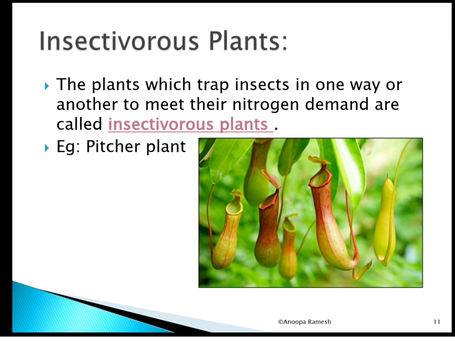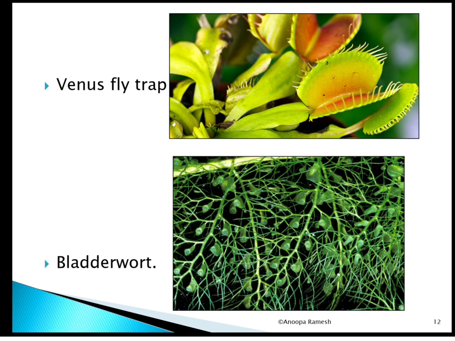One such example is pitcher plant. These are designed to trap insects and to digest them, and it will meet their nitrogen demand. So the first example is pitcher plant. The picture is shown here. Next is Venus flytrap and bladderwort. More about these plants we will be discussing in our live class. This is a very important topic.